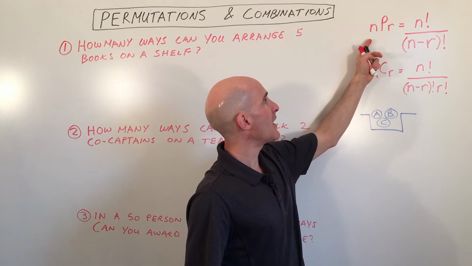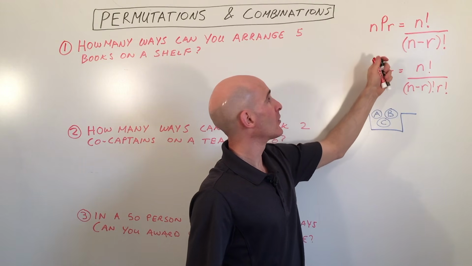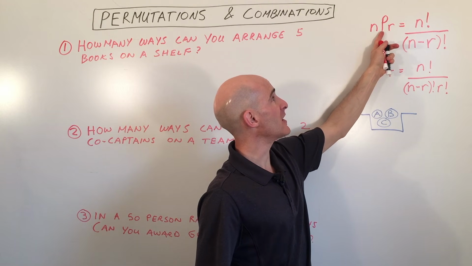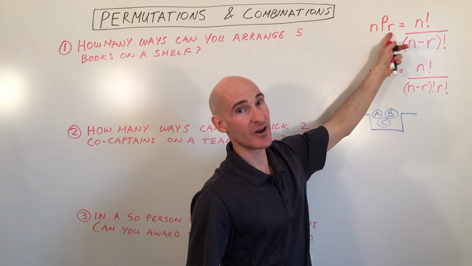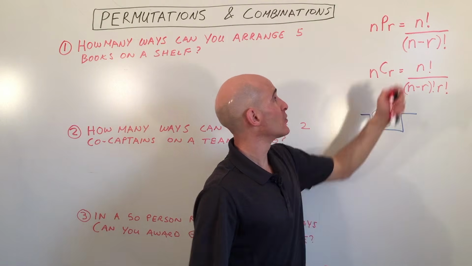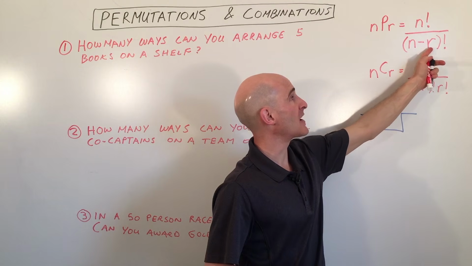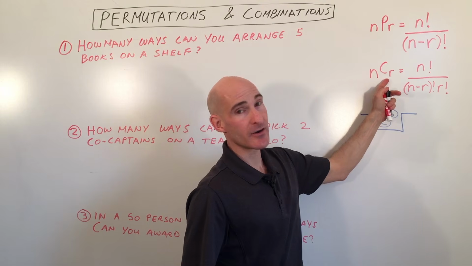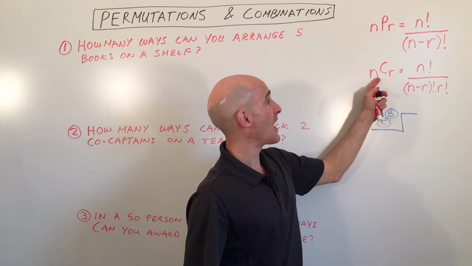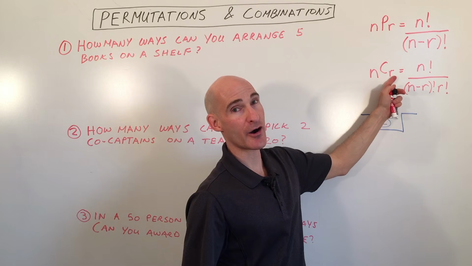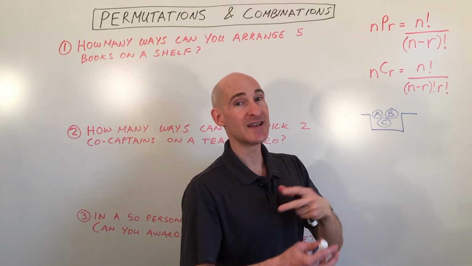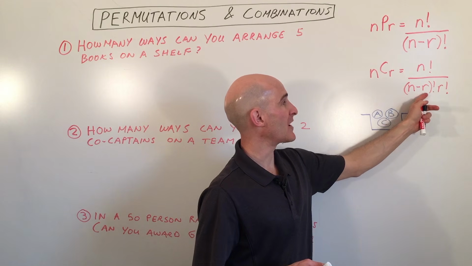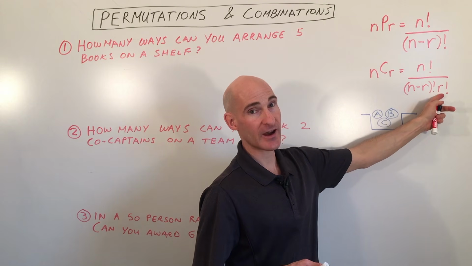What we have is nPr, which is basically out of n items, how many ways can you pick r items where the order is important. So the formula is n factorial over n minus r factorial. Whereas combinations, nCr, out of n total items, how many ways can you choose r items where the order is not important? And I'll show you an example in just a minute, but this formula is n factorial over n minus r factorial, r factorial.